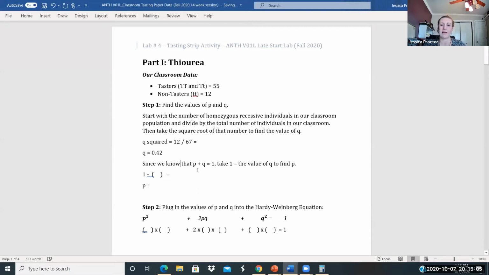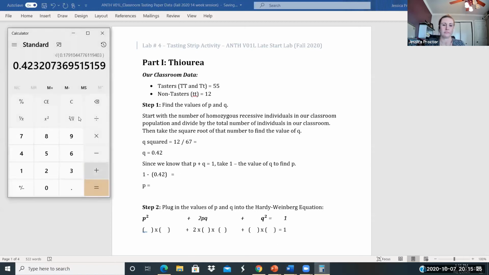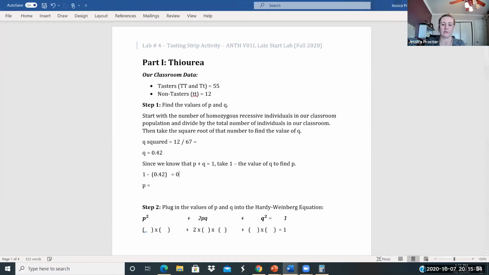Okay, and since we know that P plus Q has to equal 1, if we want to find the value of P, then we just invert it. So we take 1 minus the value of Q to find P. We're just going to plug it in here: 1 minus the value of Q, which is 0.42. And then we type that into our calculator. So we take 1 minus 0.42, which gives us 0.58. Okay, so this is the value of P.